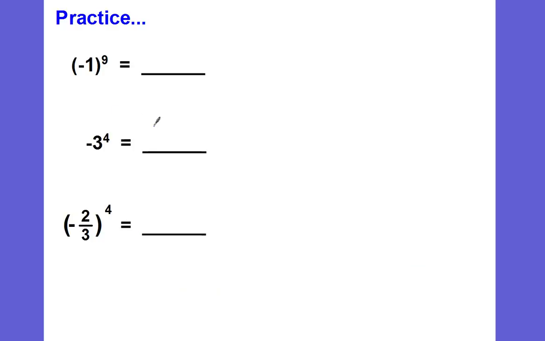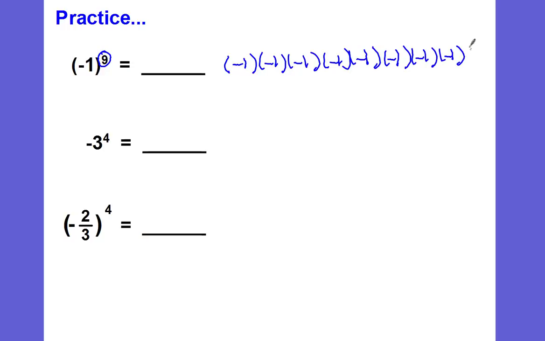Let's try a couple examples. Negative 1 to the 9th power. So if I expand this, what am I repeating? Well, take a look at your exponent. What is it touching? It's touching the parentheses. So I'm really doing negative 1 times negative 1, how many times? 9 times. 1, 2, 3, 4, 5, 6, 7, 8, and 9 times. And then you would do the math.